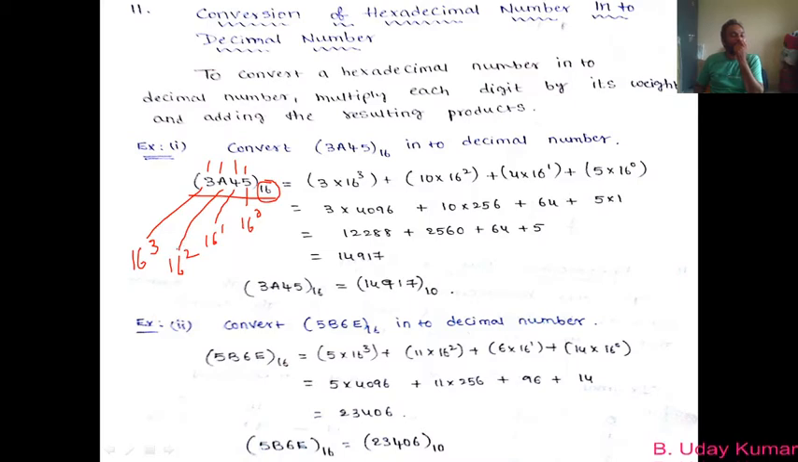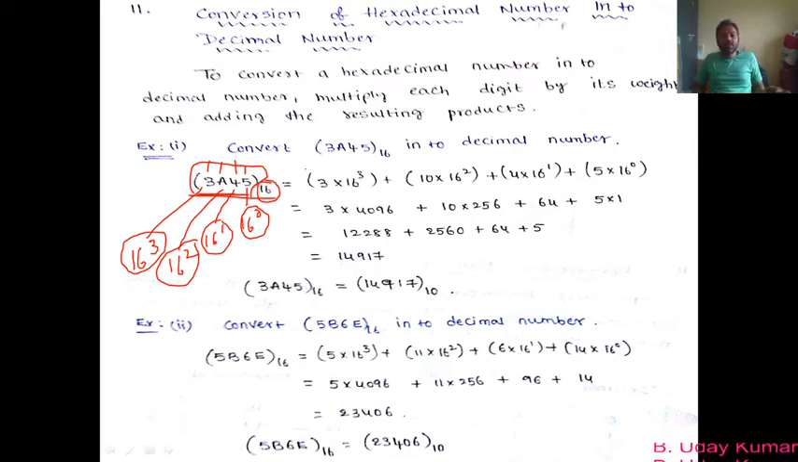So this is what you have to understand. 16 power 3, 16 square, 16 power 1 and 16 power 0 are the weights of 3, A, 4, 5 respectively, and these weights are nothing but the position value of each digit of the hexadecimal number given to us. So that you have to understand. Okay, so now let us try to convert this hexadecimal number into a decimal number.